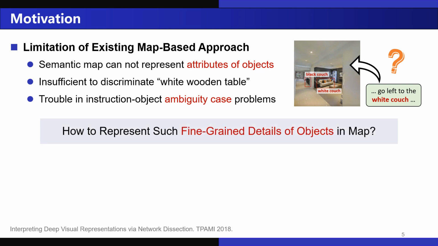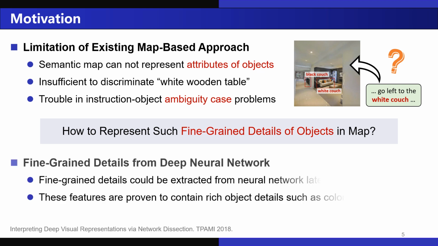How to represent such fine-grained details of objects in a map is critical but challenging. Previous network interpretability works show that latent features from different layers of deep networks contain different types of fine-grained details of objects. Based on this observation, we use these latent features to represent environment information.